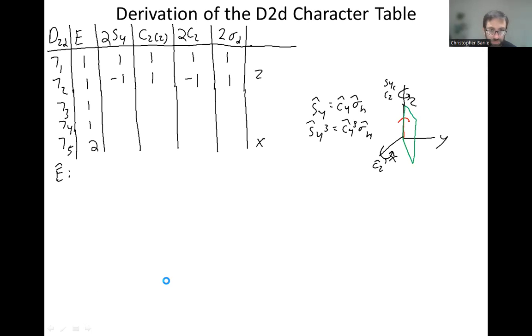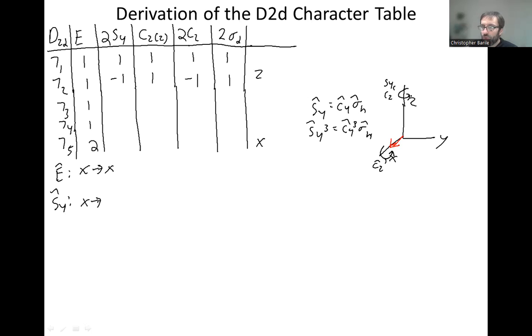So let's just write this out. Okay, back in action. X goes to X. For S4, we can do the S4 or S4 cubed. Let's just do S4 for simplicity. Remember, that's a C4 followed by sigma h. So what's going to happen when we do a C4? Let's draw our X vector here along the X-axis.